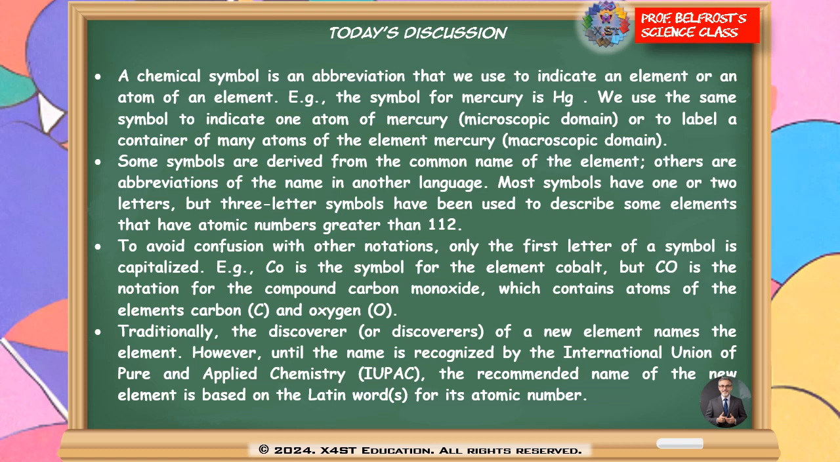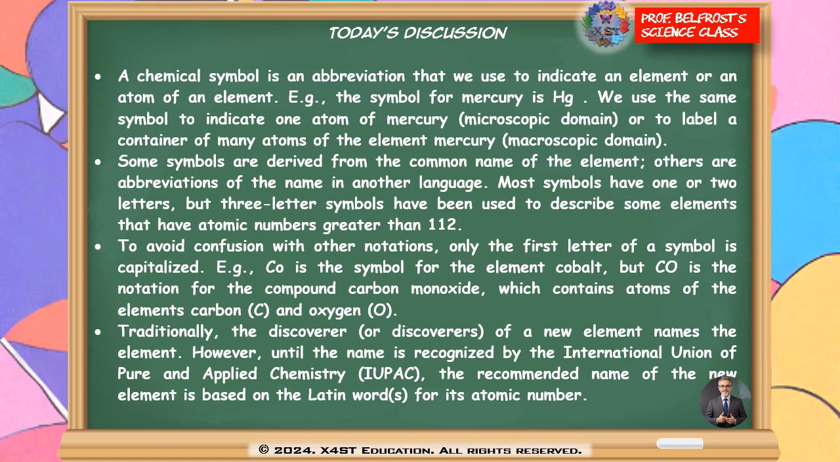Now, for the first point. Some symbols are derived from the common name of the element, others are abbreviations of the names in another language. Most symbols have one or two letters, but three-letter symbols have been used to describe some elements that have atomic numbers greater than 112. But nowadays, these three-character names don't exist anymore because all of the elements with atomic numbers greater than 112 have been given shorter names.